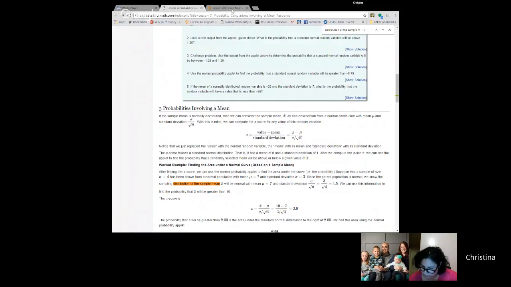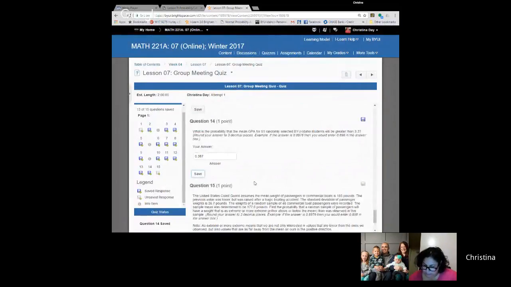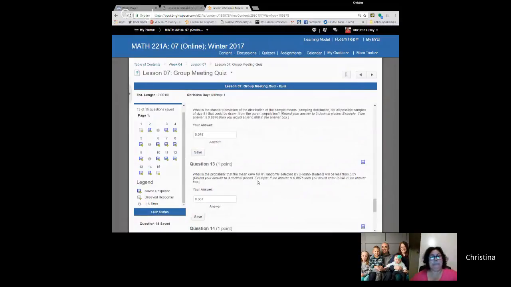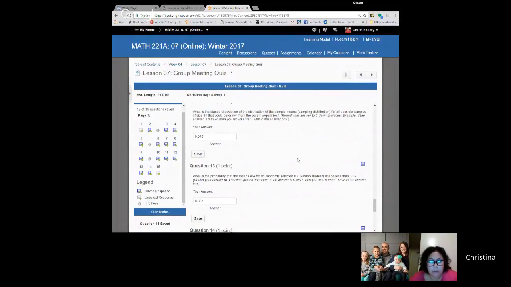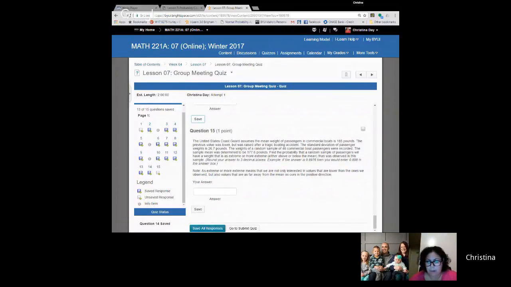So did we get the last one wrong? Did the last one say sample mean? I don't think it did. Okay, so let's look at the new formula and hope that works. So 177.6 minus 185, divided by 26.7 divided by the square root of 48. Okay, let's do it. Repeat that one more time, I'm lost. What are we doing?